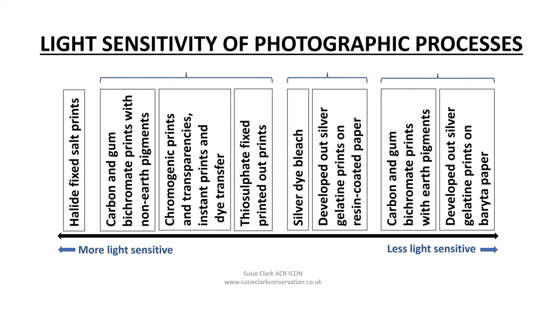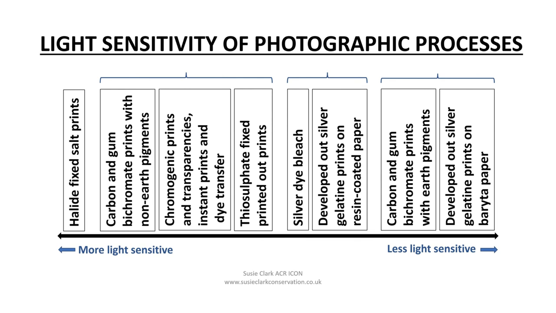At one end of the scale, you have halide fixed photogenic drawings, each one handmade, which may show a just noticeable difference to the human eye after 3 to 4 hours at 50 lux, say 150 to 200 lux hours. At the other end of the spectrum, you have a well-processed silver gelatin developed out print on a fibre base, which should be relatively stable by comparison. An annual acceptable level for display of a well-processed example surrounded by a good environment and materials could be up to 84,000 lux hours, so you can see quite a difference.